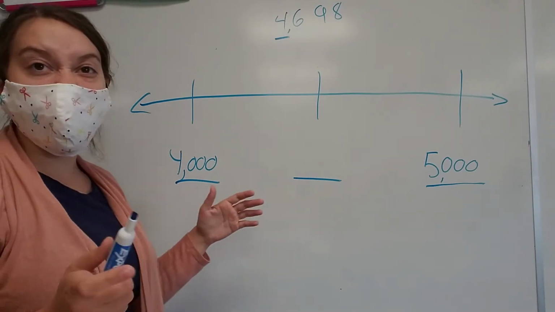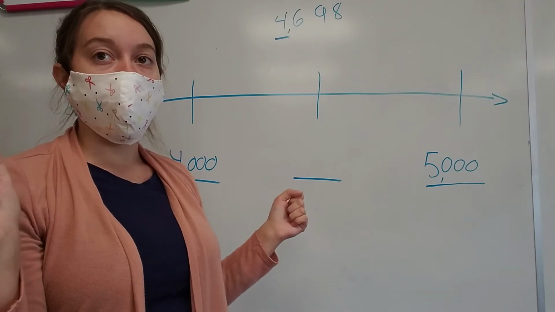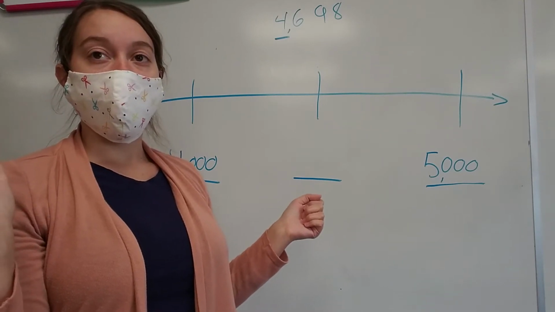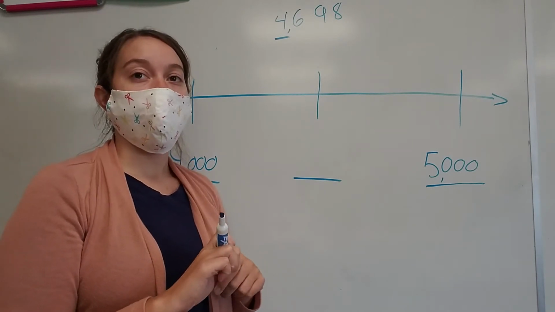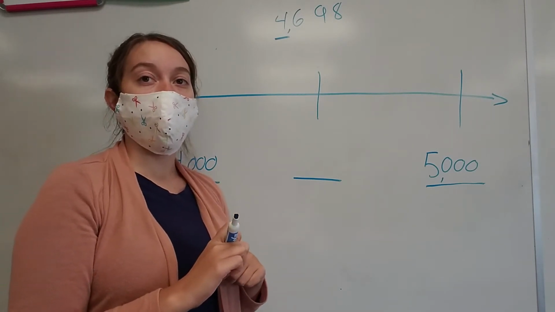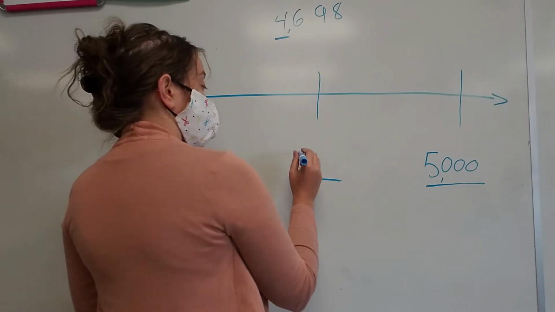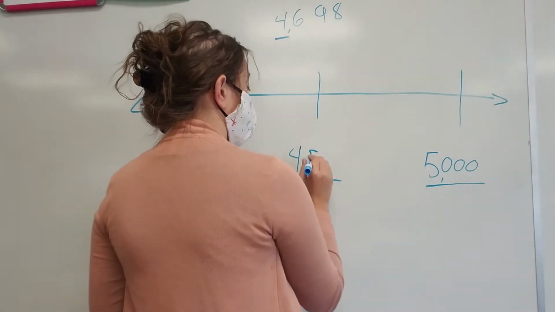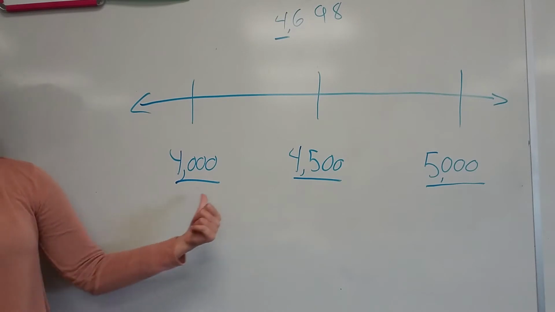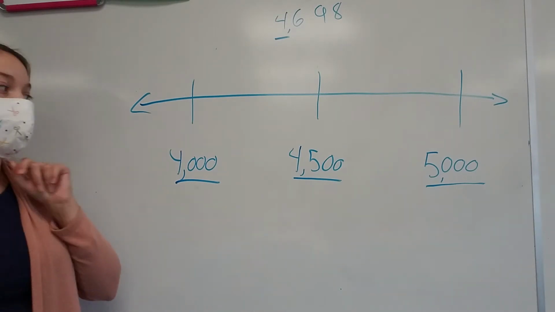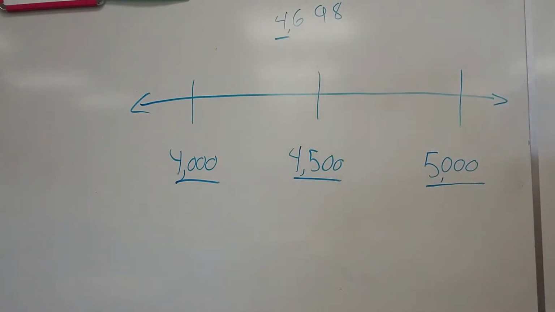What's half of 1,000? Keegan? What plus what gets us 1,000? You want some help? Samara? 500. 500. So if we have 4,500, that's our halfway point. Make sure your number line looks like this: 4,000, 4,500, and 5,000.